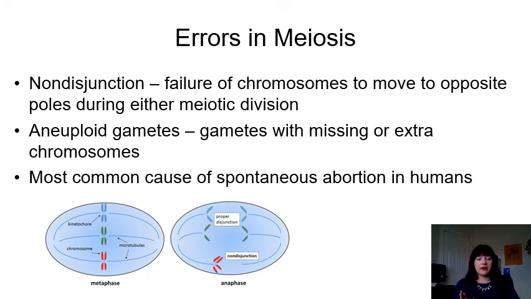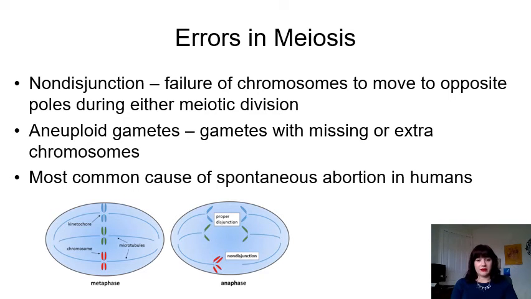So let's talk about when things go wrong. Non-disjunction is when the chromosomes do not separate properly during meiosis. We talked about how the homologous chromosomes get separated during meiosis I, and the sister chromatids get separated during meiosis II. This cartoon demonstrates non-disjunction: these two chromosomes didn't get separated, and they both ended up in one of the daughter cells, and the other daughter cell was left without it.